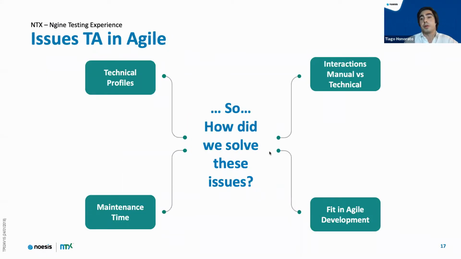The technical profiles: it was difficult to get technical profiles to automate tests, because normally these profiles are developers, and developers want to create new stuff, new apps, new websites. So it was difficult to get them to automate tests. We spent a lot of time on the interactions between the manual test team and the technical test team. The manual test team knew about the business and explained to the automated testers how the processes work, and we spent a lot of time in these interactions.